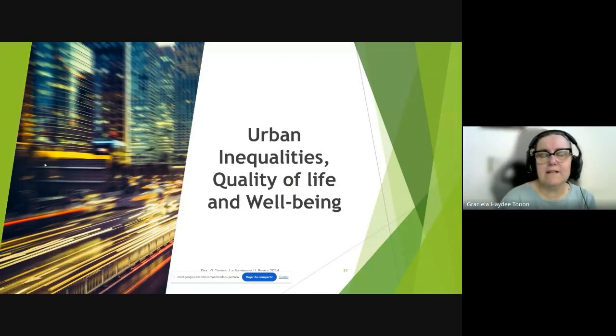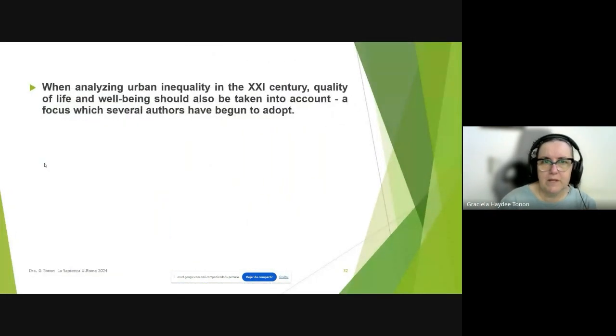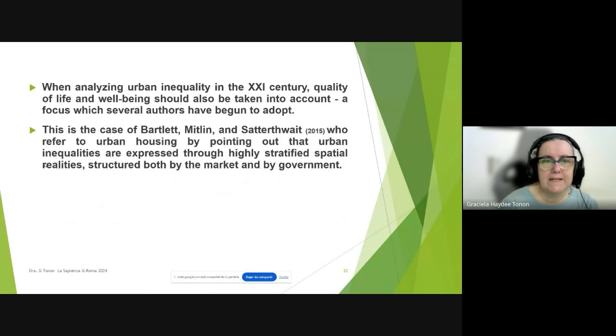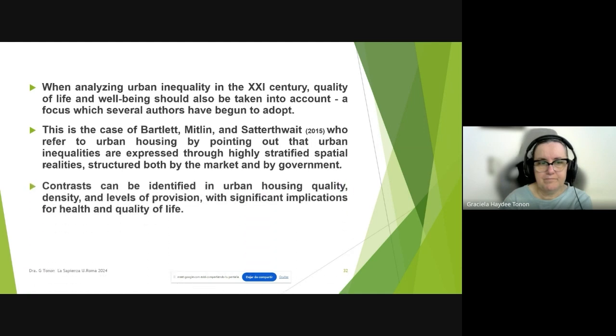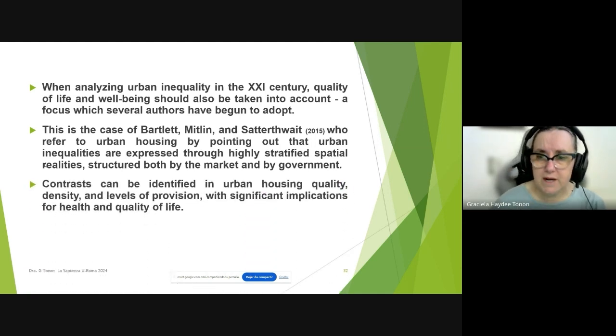So, let's go on with the study of urban inequalities in relation to quality of life and well-being. When analyzing urban inequality in the 21st century, quality of life and well-being should also be taken into account, a focus which several authors have begun to adopt. This is the case of Barley, Milton, and Satterthwaite, who refer to urban housing by pointing out that urban inequalities are expressed through highly stratified spatial realities, structured both by the market and by government. Contrasts can be identified in urban housing quality, density, and levels of provision, with significant implications for health and for quality of life.